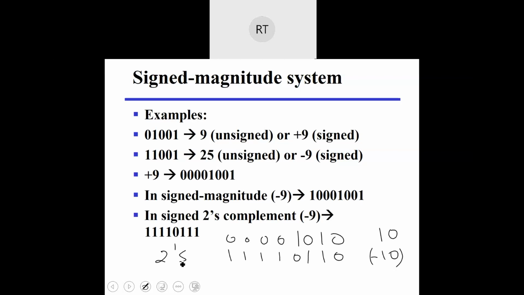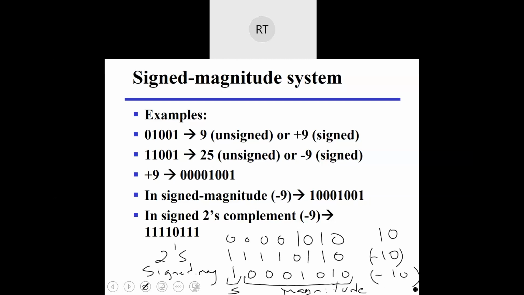What if you want to write it in signed magnitude? Who can help? We put 1 and then we copy the rest. So you put 1 for the sign and the rest will remain the same. So this is 7 bits for the magnitude and this is for the sign. So this is the S and this is the magnitude. Clear? So again, this is minus 10, but in signed magnitude. Any question?